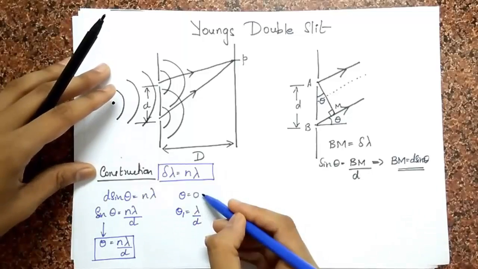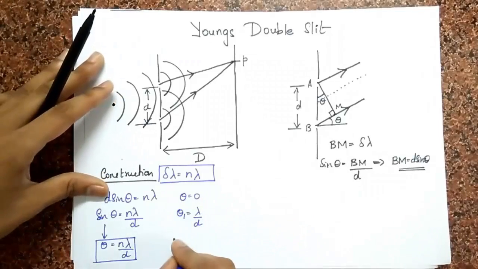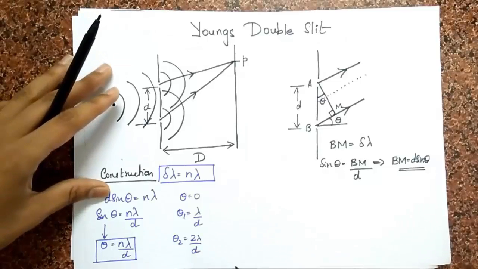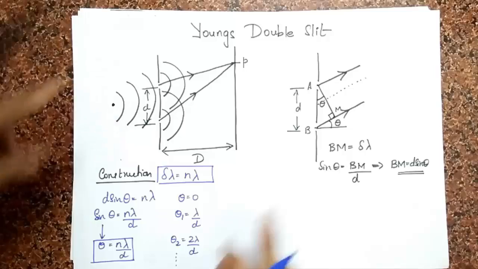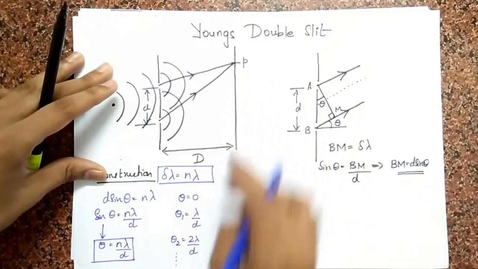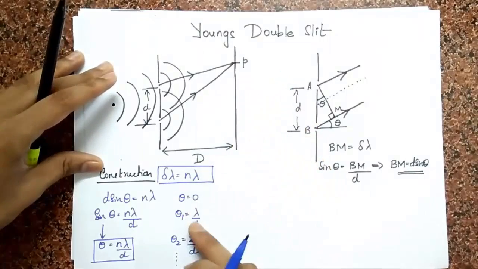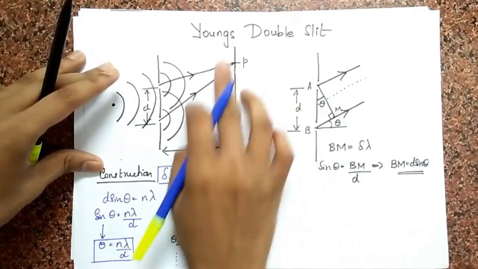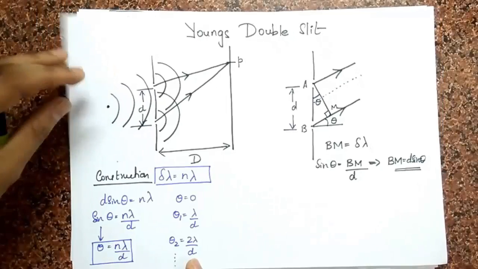We call that, this is the central maxima. We call it the first maxima. This is the central one, this is the first one. And for n equals 2, I get the next construction. So 2 lambda by d, and so on. So nth maxima is given by n lambda by d. So if I go theta 1 angle up or theta 1 angle down, I get the first maxima. If I go theta 2 angle up or theta 2 angle down, I get 2 lambda by d, and so on. That's how I get it.